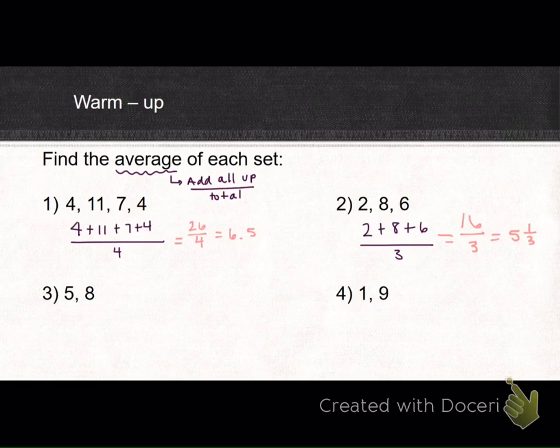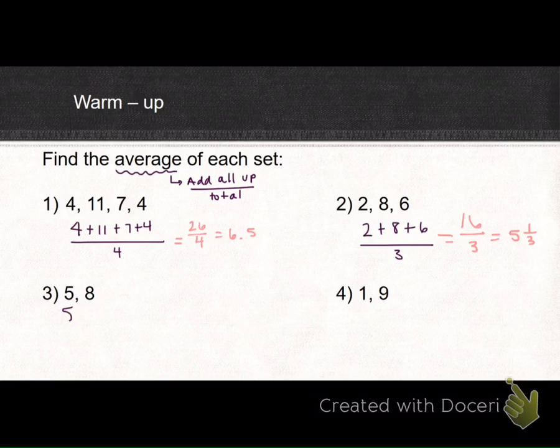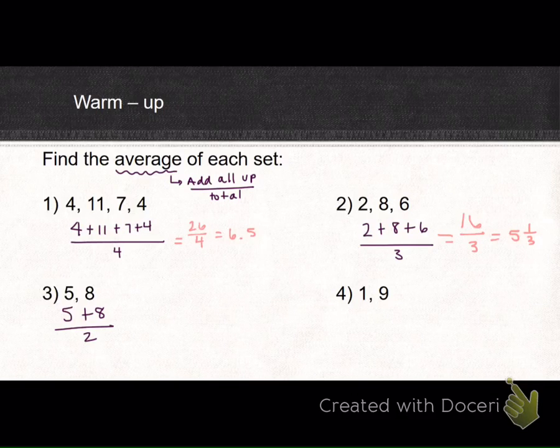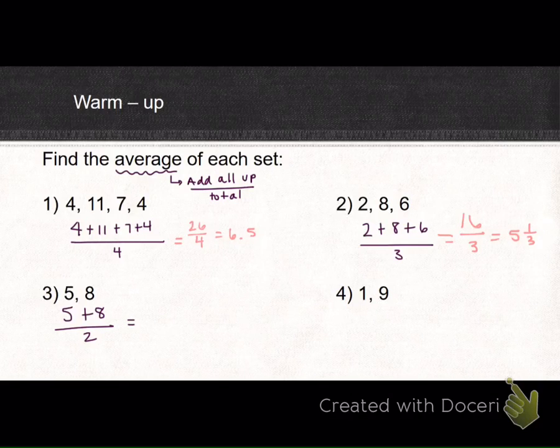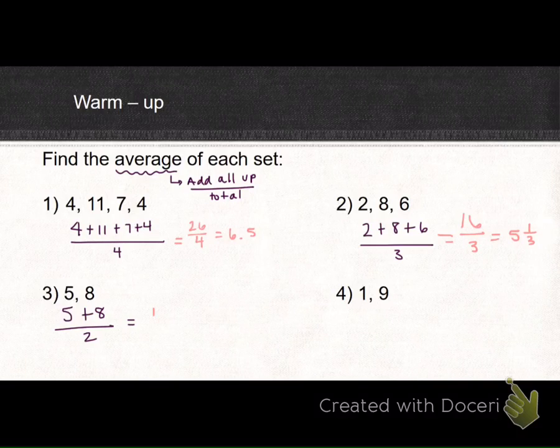Okay, Carmichael, help me with number 3. What do we divide it by? What would we divide 5 plus 8 by? 2. Okay, tell me what you get when you're done with that one. Do you need a calculator? What'd you get? 6.5. 6.5, okay.